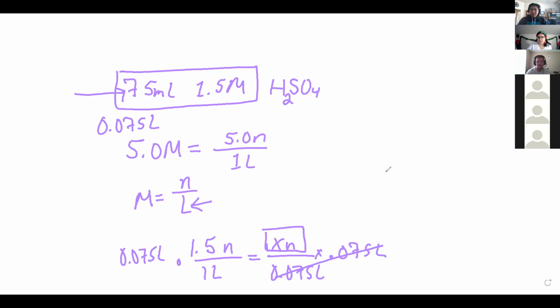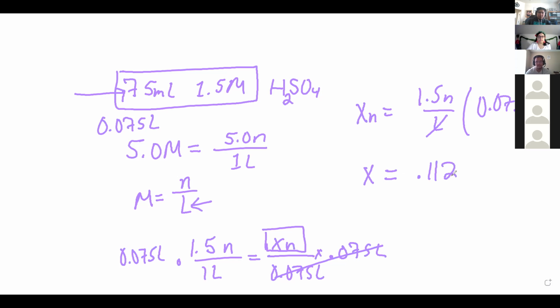So then we have X moles, that's what we're looking for, equal to 1.5 moles per liter times 0.075 liters. Yes? So then these liters cancel out. So what does that give us for the total X that we're looking for? I heard 0.112.